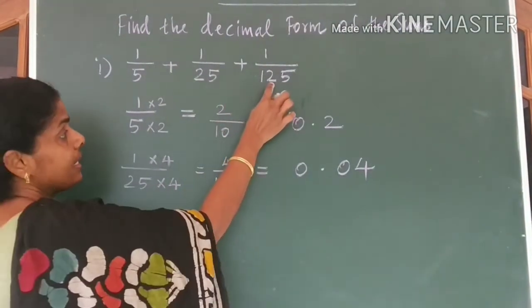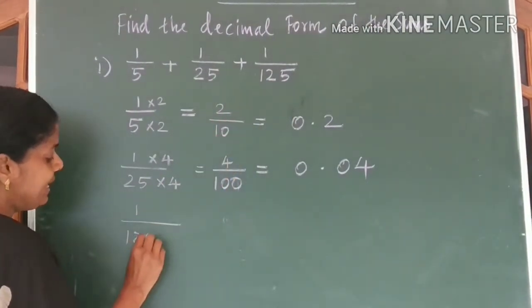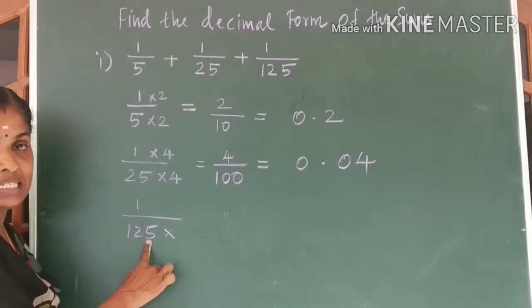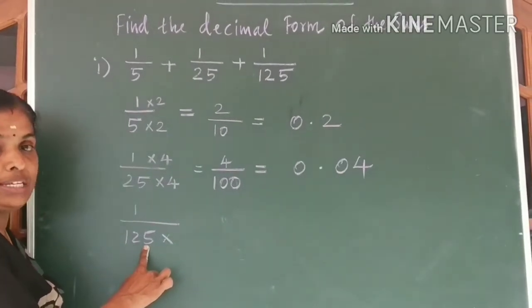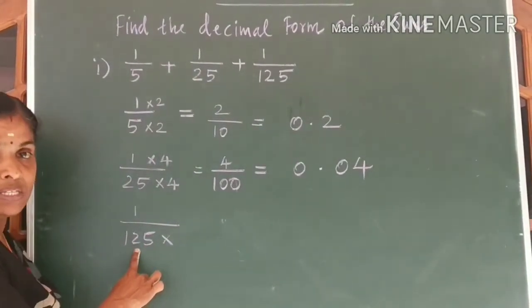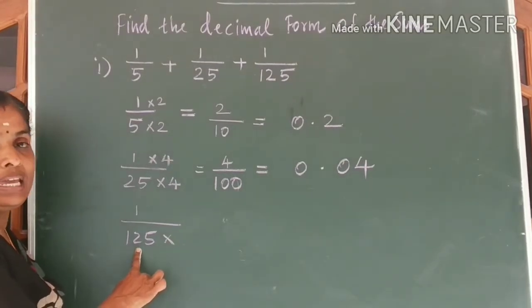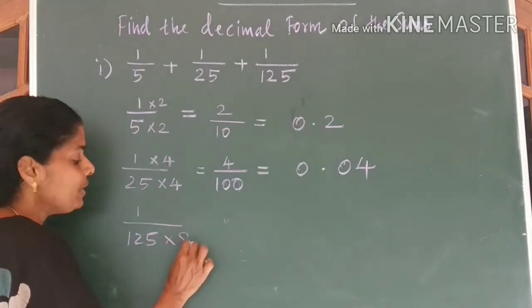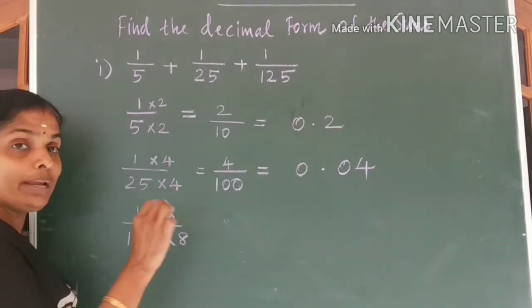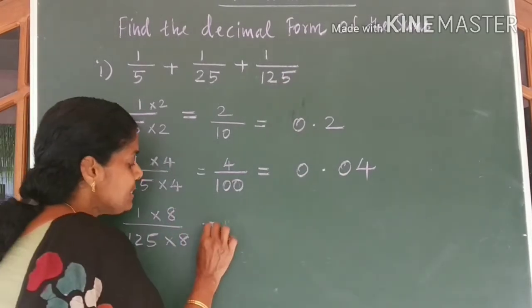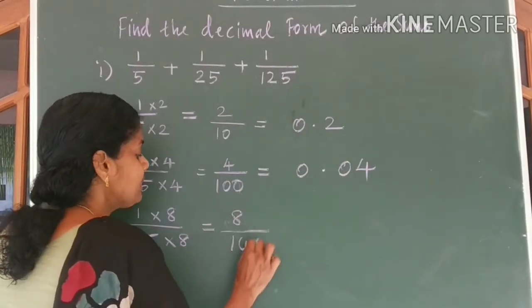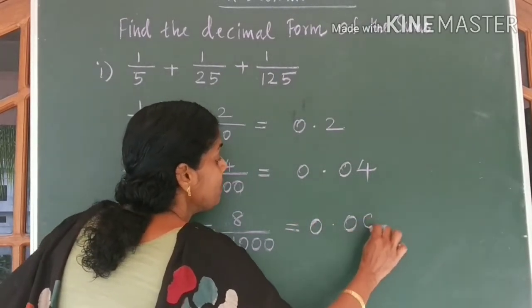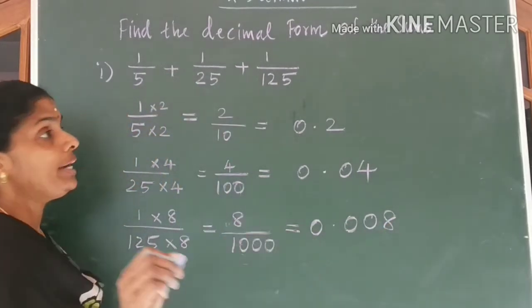Take the next fraction. 1 by 125. You know 125 can be split as 5 into 5 into 5. There are 3 5s. So what do you have to do? Multiply it with 3 2s. 2 into 2 into 2 gives you 8. So multiply the numerator also by 8. This is equal to 8 by 1000. This is equal to 0.008.